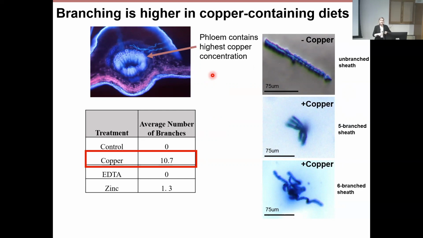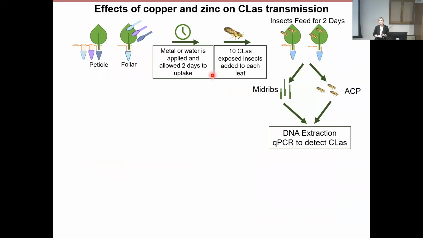So this is exciting, but what I really wanted to know was whether copper treatments would affect transmission of CLas into plants. And so I did the following experiment, where I took detached citrus leaves and I treated them by soaking their petioles in either water, copper, or zinc, or I did a topical swab of these metal or water treatments. I validated using ICP mass spectrometry that both of these treatment strategies successfully delivers metals into the plant tissue, but I found that petiolar delivery is the most effective. So I did both of these treatments and allowed the metal to uptake for 2 days.